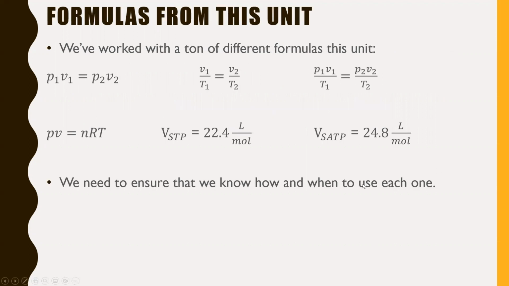So first of all, formulas from this unit. We've worked with a ton of different formulas in this unit. You don't have to memorize them. They're on that green formula sheet I gave you, in addition to the data booklet that we've already had. The first line of them is from the first half of this chapter, and the second line is from the second half. What's kind of funny is that this one right here, the combined gas law, basically makes this one and this one completely irrelevant.